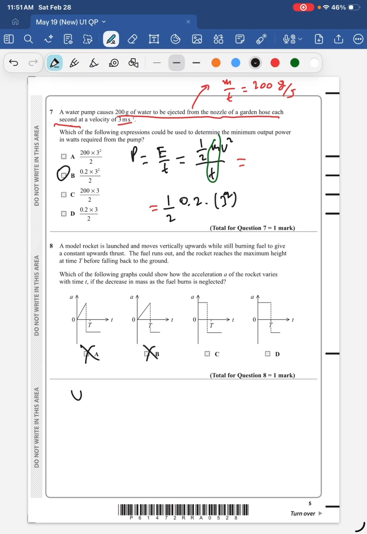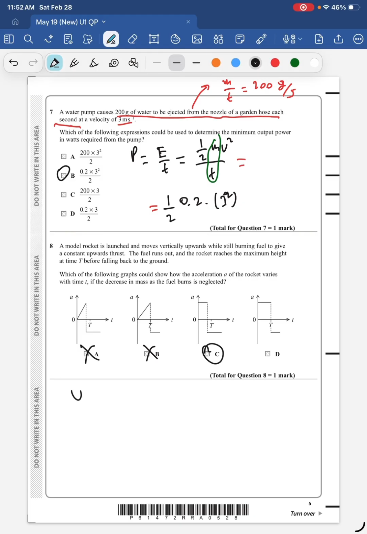is it C or D? So at time t, the fuel runs out. From the time it runs out, it will start falling backwards, right? So C is the correct answer because t means that the fuel runs out, and D would mean it keeps moving up pretty much, which doesn't make sense. So C is the correct answer.